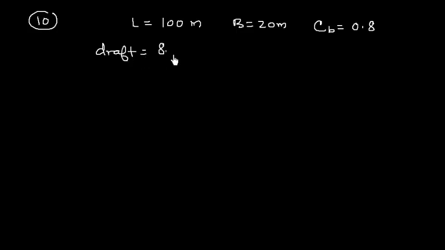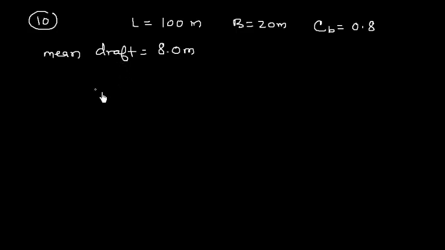Now let's do this problem number 10. A ship of 100 meter long and 20 meter wide, so B is equal to 20 meter, block coefficient CB is 0.8, floats in salt water at a mean draft of 8 meter. Let me mark this way: mean draft is 8 meter. Calculate the difference in displacement when floating at the same draft in fresh water.